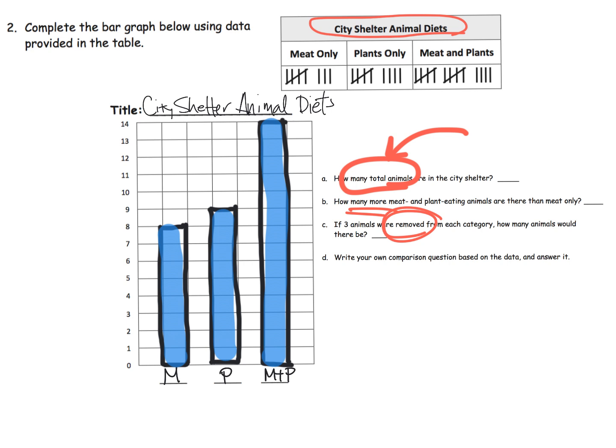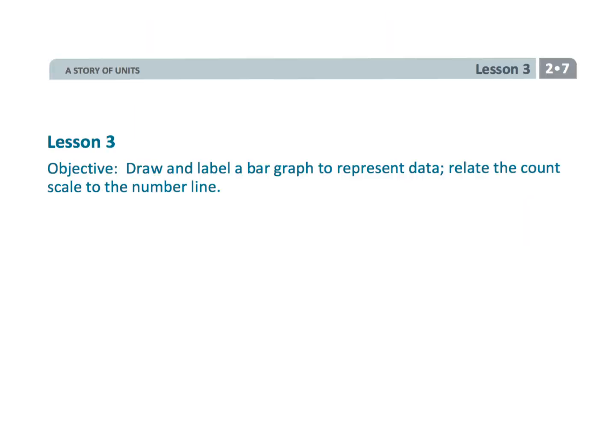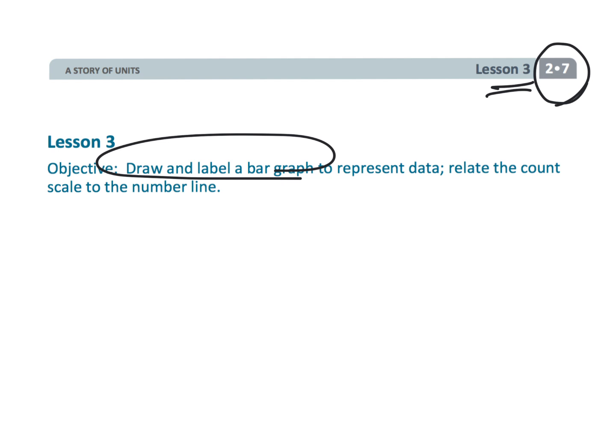And then write your own comparison question. This is a really awesome opportunity for students to demonstrate their individualization, how to differentiate themselves, because they can increase the complexity with their questions or lower the complexity of their questions depending on their ability level. And that wraps up Grade 2, Module 7, Lesson 3. We're drawing bar graphs and connecting those bar graphs to the number line.